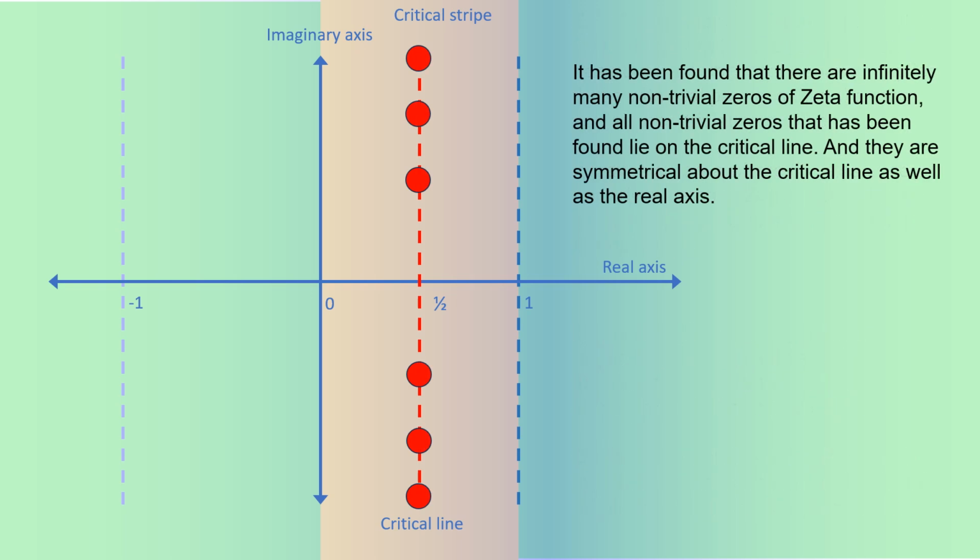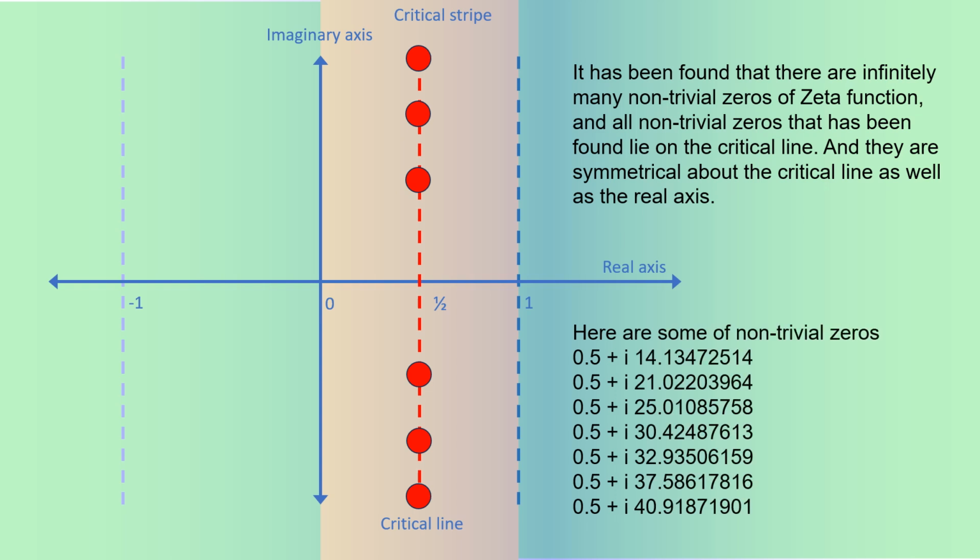It has been found that there are infinitely many non-trivial zeros of the zeta function, and all non-trivial zeros that have been found lie on the critical line. And they are symmetrical about the critical line as well as the real axis. Here are some of the first known non-trivial zeros. Note that these numerical values are approximations. They look random with no obvious regular pattern.